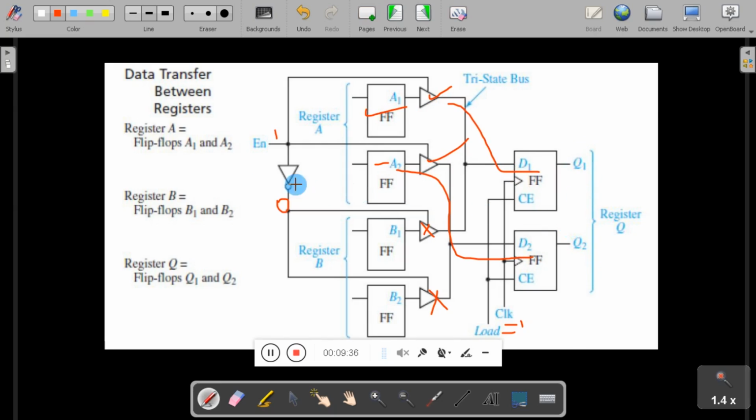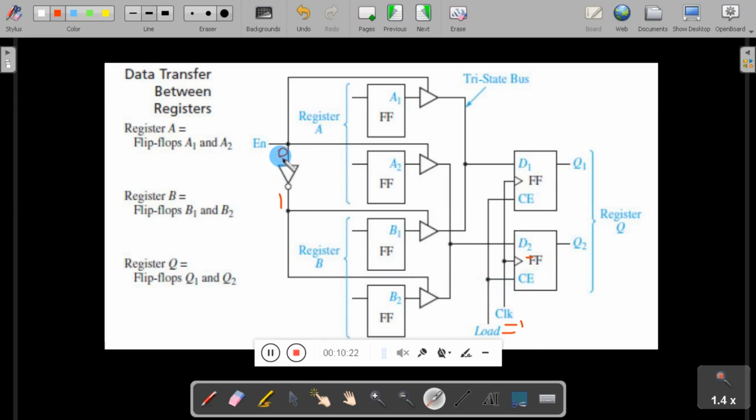On the other hand, when enable is 0, that is, when this is 0, the output of the inverter becomes 1. So when enable is 0 and load is 1, the output of register B, this is register B, will be enabled onto the tri-state bus and it will be moved to register Q.